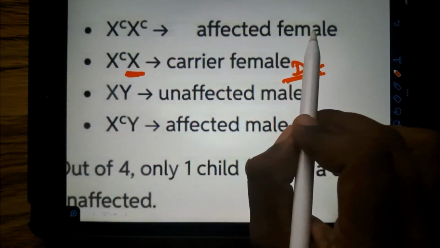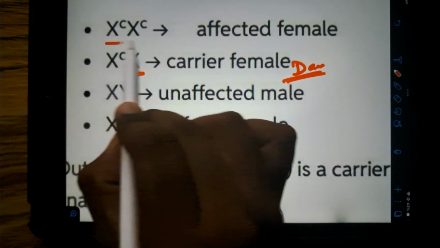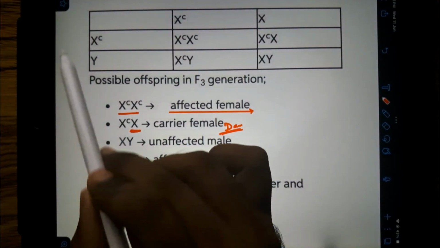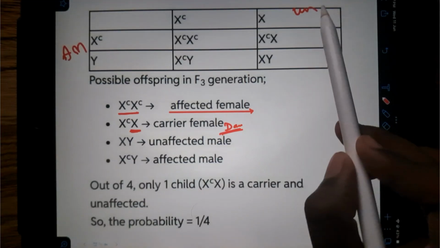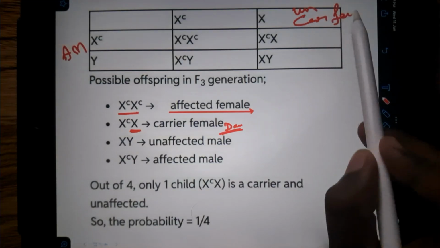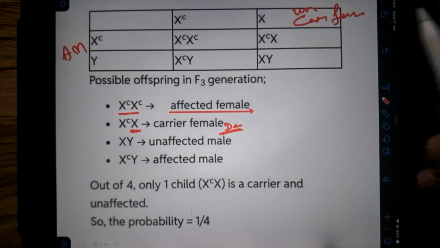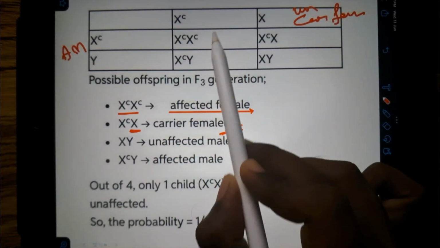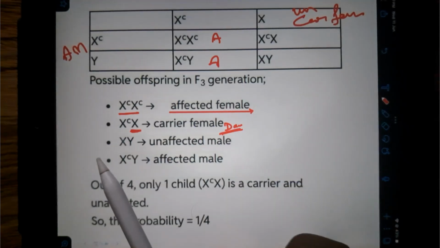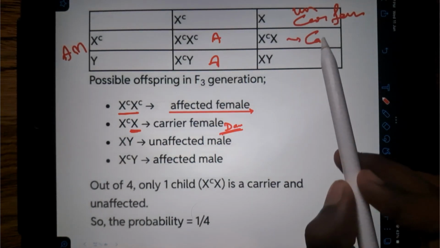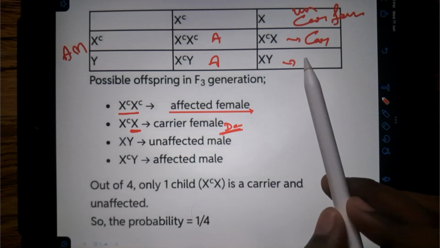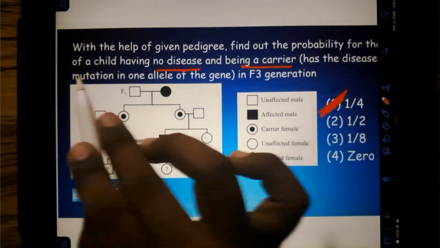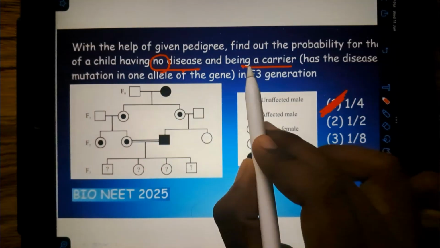In the case of an affected female, both chromosomes are affected. So the mating takes place between an affected male and an unaffected carrier female. It produces four outcomes, obviously two sons and two daughters. Here one of the daughters is affected and one of the sons is affected, and here one daughter is a carrier and one son is unaffected. So our question is the probability for the child having no disease and being a carrier.